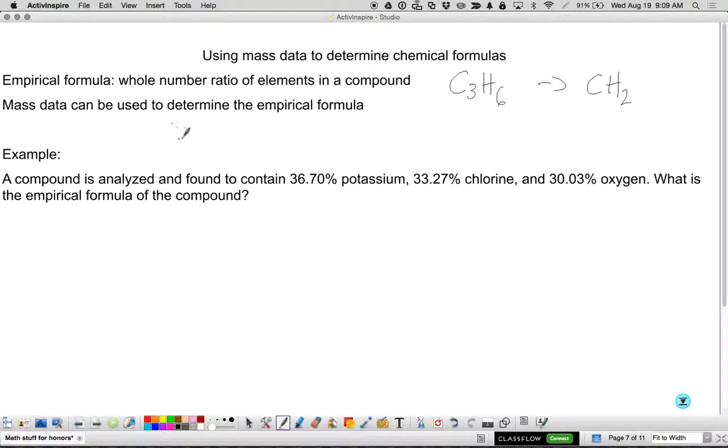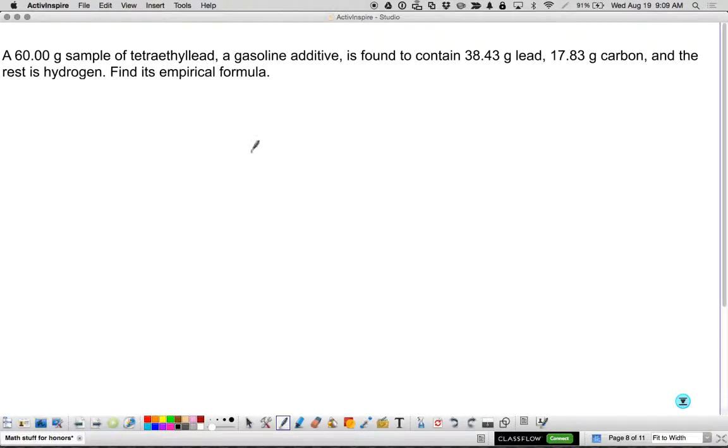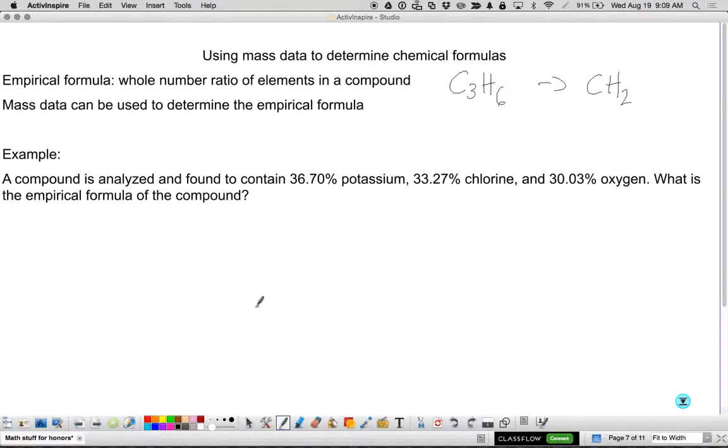Mass data can be used to determine the empirical formula, and then if you can get some more information, you might be able to find the molecular formula. All right? This information is generally given to you in two ways: as a percentage, like in this problem, or as a mass, as in the next sample problem. Okay?